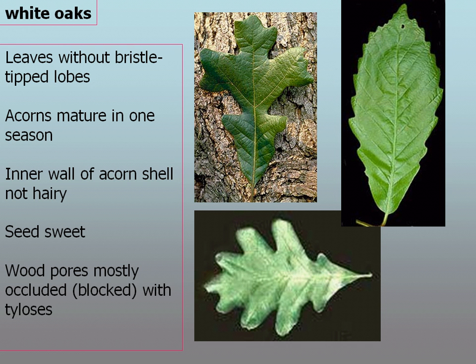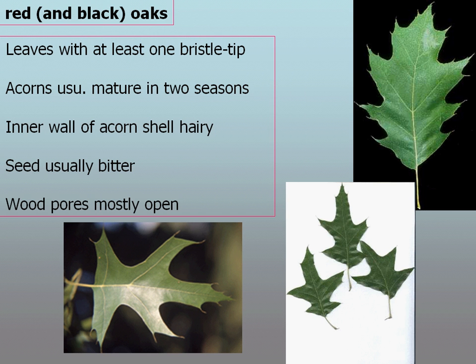Red oaks, on the other hand, have bristle-tipped and often pointed leaves with more jagged lobes. The shell of their acorns have a pubescence or hairs to them, and often have open wood pores, which would not make red oaks suitable for barrels. And while wildlife appreciate the acorns of red oaks, for us the acorns would be bitter and less than palatable.